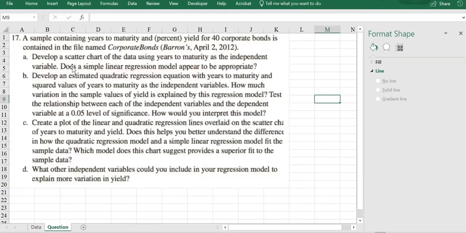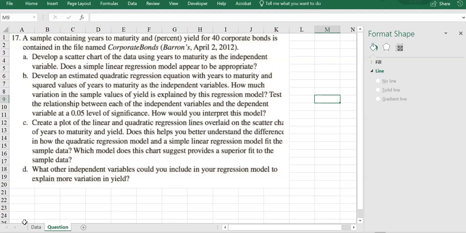Part B of this question: develop an estimated quadratic regression equation with years to maturity and squared values of years to maturity as the independent variables. How much of the variation in the sample values of yield is explained by this regression model? Test the relationship between each of the independent variables and the dependent variable at 5% level of significance. How would you interpret this model?